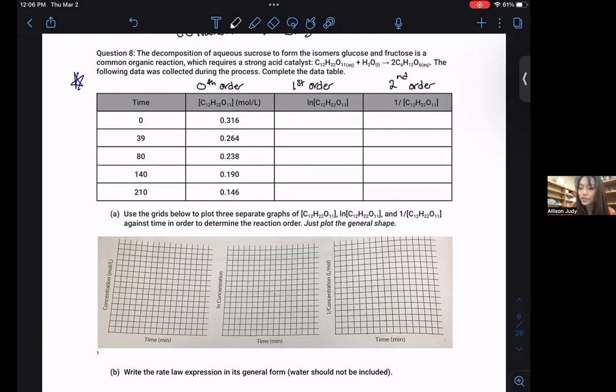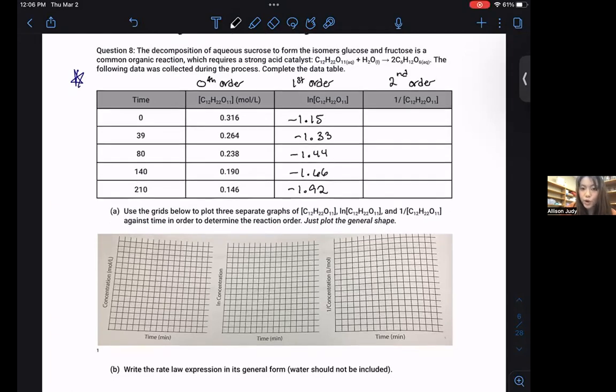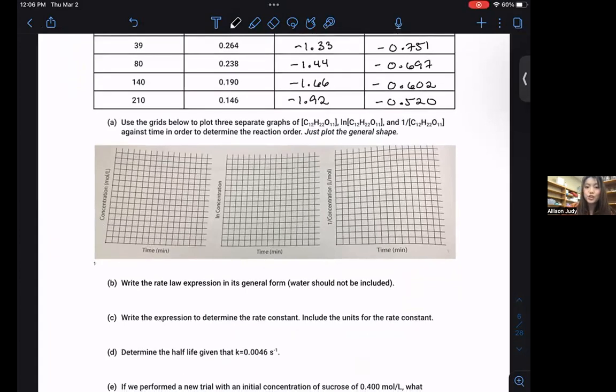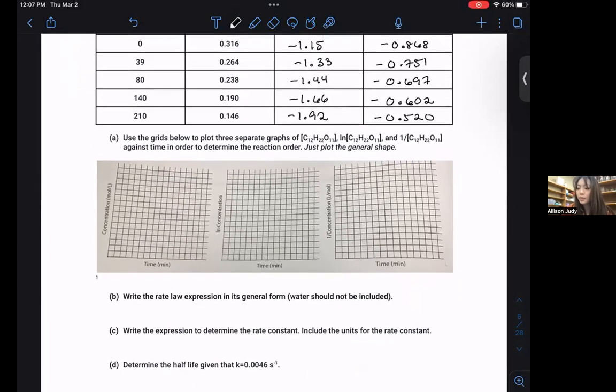When we plug these values into the calculator, what we get is minus 1.15, minus 1.33, minus 1.44, minus 1.66, and minus 1.92. And for 1 over the original values, we get minus 0.868, minus 0.751, minus 0.697, minus 0.602, and minus 0.520. What you're asked to do is to plot generally the shape that would be connected with this.